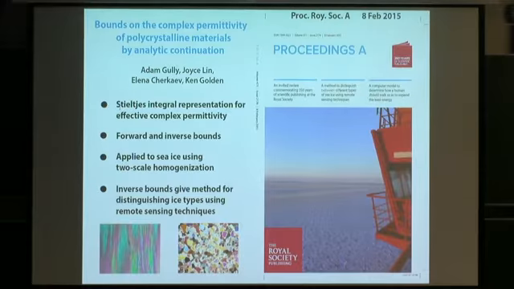Okay, and we just published this. This was on the cover of the Proceedings of the Royal Society, where we derived these Stieltjes integral representations for the effective complex permittivity for polycrystals. We got forward and inverse bounds. We applied it to sea ice using two-scale homogenization that I'll mention in a second. And then we developed an inverse method for distinguishing ice types, which you might be interested in, for distinguishing different polycrystalline grain structures electromagnetically.